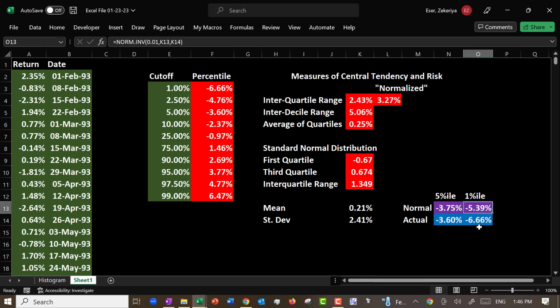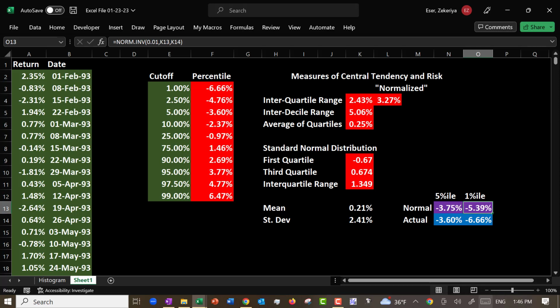Now let's think about that. One percent of the time in actual data, you're going to lose 6.66% of your investments in 1 week. But had the distribution been normal with the same mean and standard deviation, that number would have been 5.39.